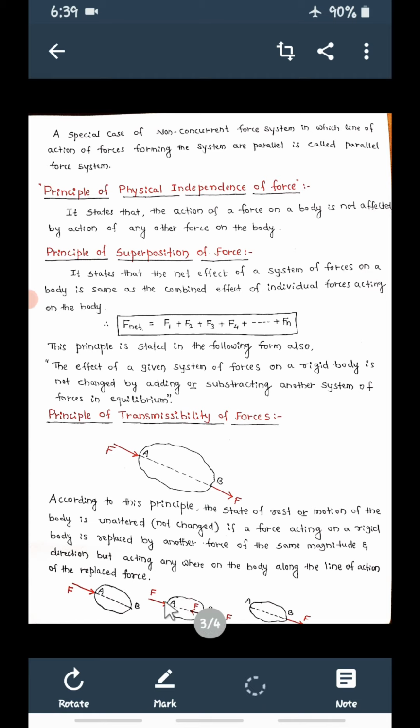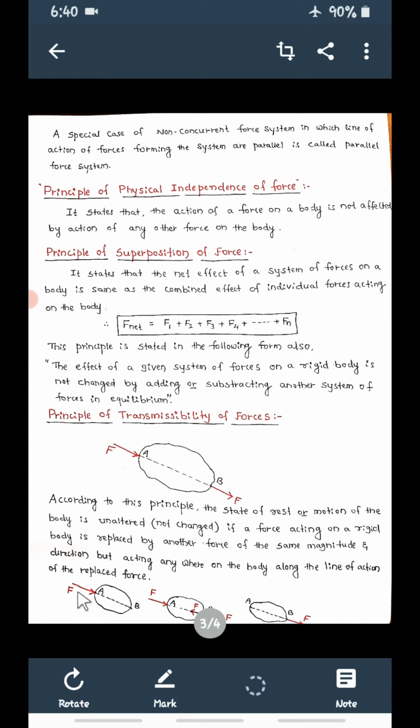These two are again equal and opposite, of the same magnitude. This is also F, this is also F. So again these two will get cancelled. Equal and opposite forces of the same magnitude will get cancelled. If these two get cancelled, what is remaining? This force F at B will remain. Now observe this figure and this figure. What can you say?